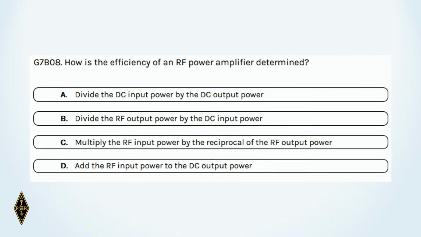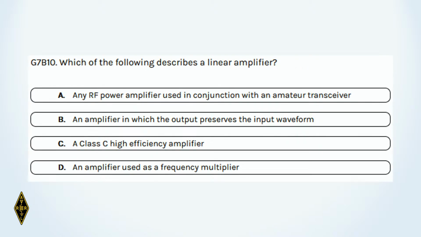And how is the efficiency of an RF power amplifier determined? Bravo. Divide the RF output, let's say it's 1,000 watts, by the DC input power. It might take 2,000 watts to generate that DC-wise, so that'd be 50% efficiency. That's typical.